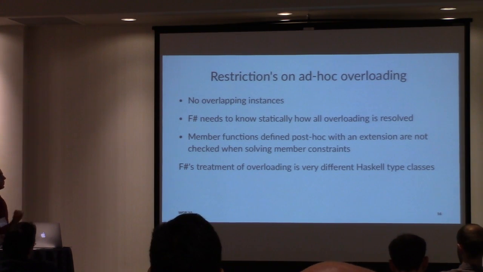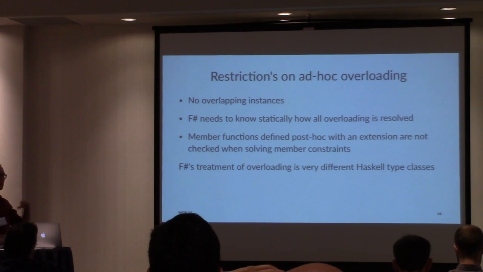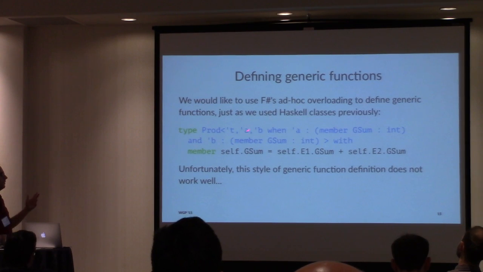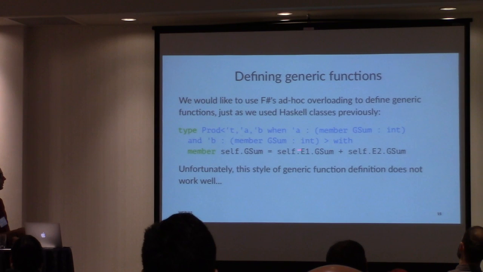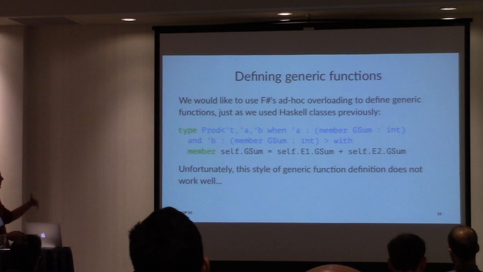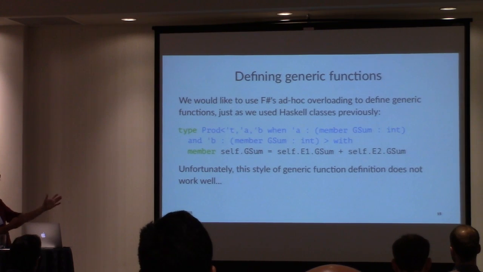Furthermore, F# has this restriction that it needs to know statically how overloading is going to be resolved. And here, we're very abstract. We're saying this call here will call the GSUM member on something of type A, but we have no idea what that A is going to be, and F# will complain about this.